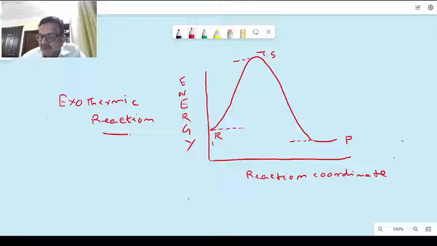Now, the products are lower in energy compared to the reactants in the case of an exothermic reaction. So next point, how will you conclude this? The conclusion is, in the case of an endothermic reaction, the transition state resembles the products.